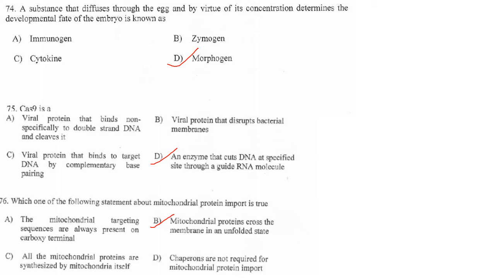So next question. A substance that diffuses through the egg and by virtue of its concentration determines the developmental fate of the embryo is known as morphogen. Answer is option D. Then Cas9 is an RNA guided endonuclease that can be used for site specific cleavage of double stranded DNA. It is not a restriction enzyme. The guide RNA is designed to find and bind to a specific sequence in the DNA. So the answer here is option D, an enzyme that cuts DNA at a specified site through a guide RNA molecule.